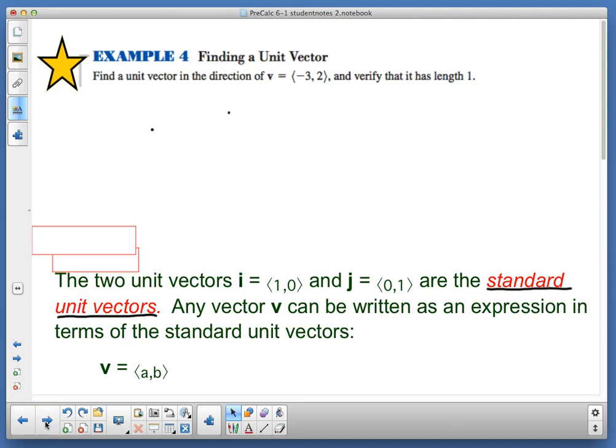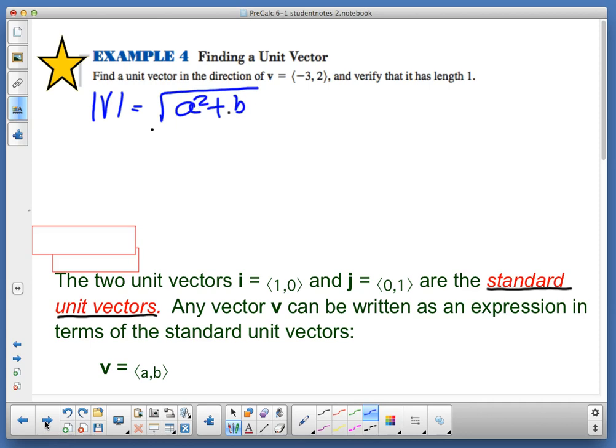In 4, I'm asking you to find, first of all, the magnitude of v. And we have it in vector notation already. We don't have to worry about the distance formula version. We just go after the fact that we have a squared plus b squared in front of us. So if I go a squared, I've got negative 3 squared plus 2 squared, and I'm going to end up with the square root of 13.